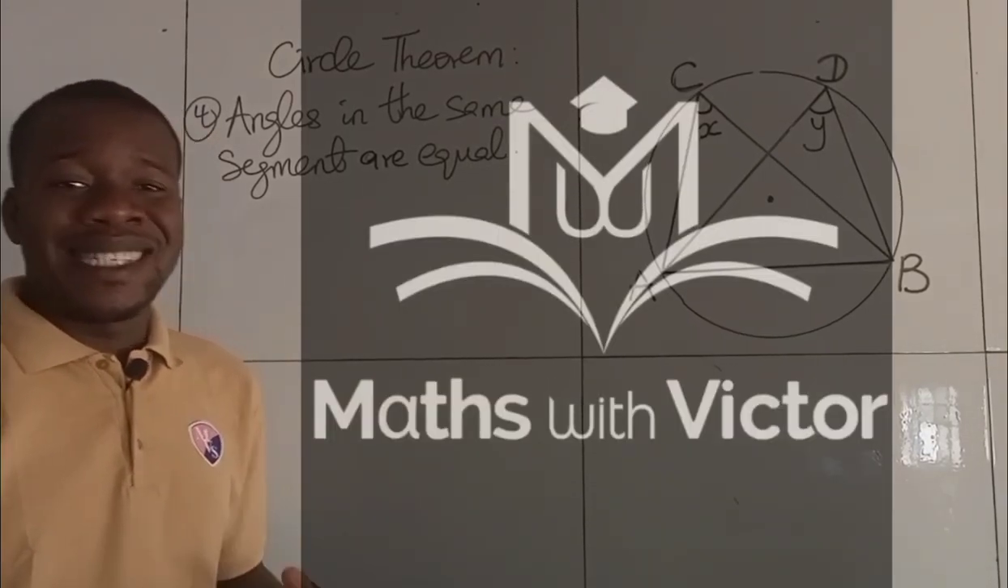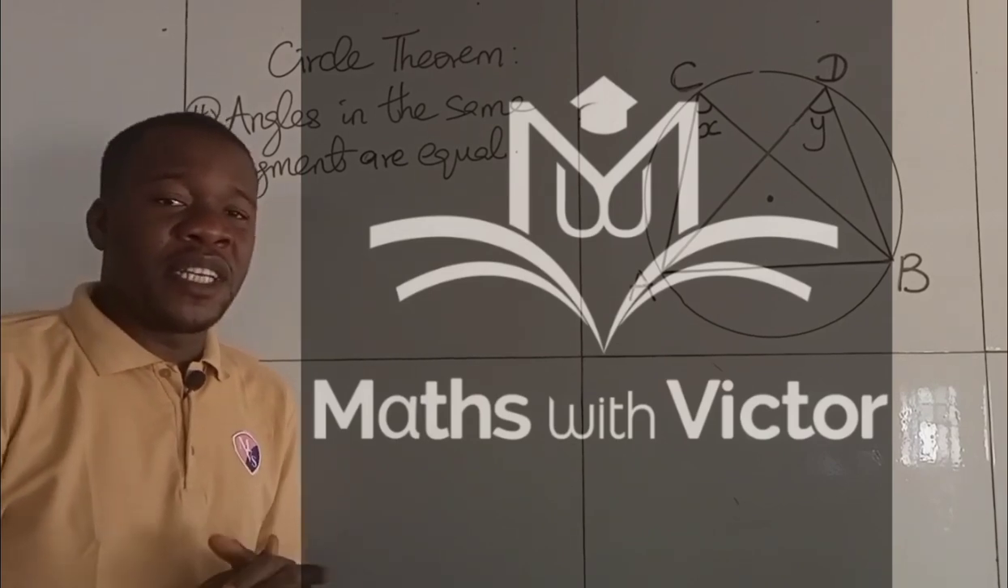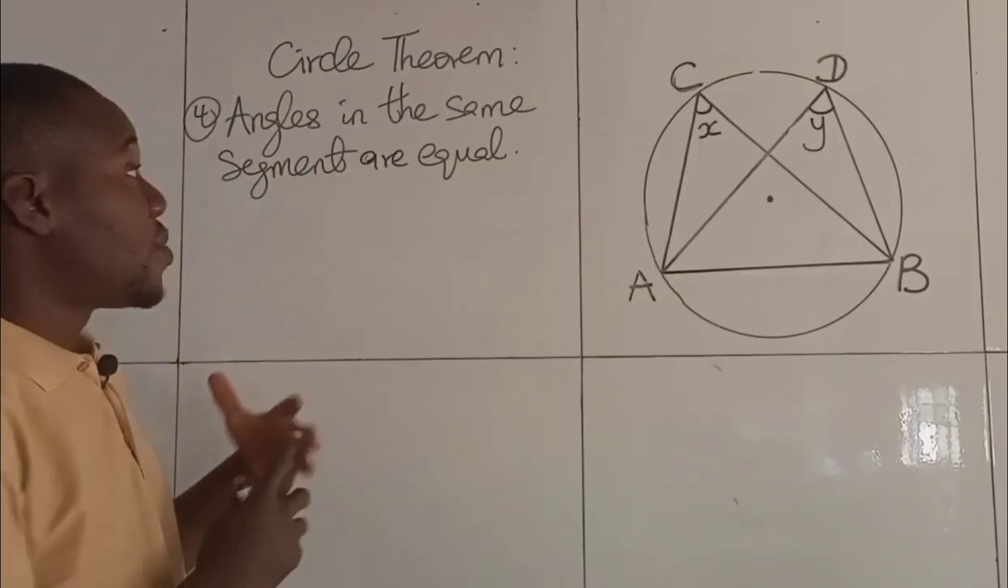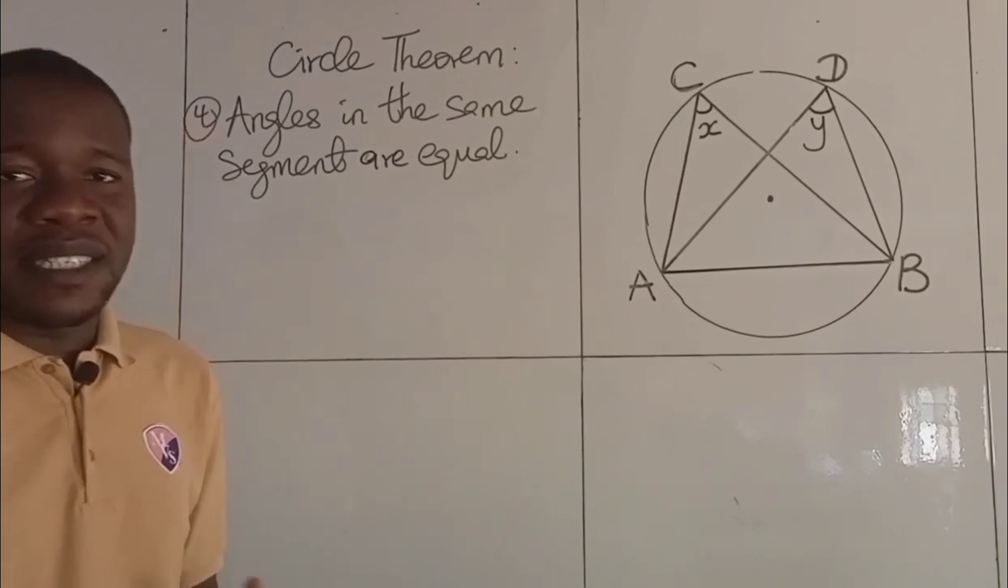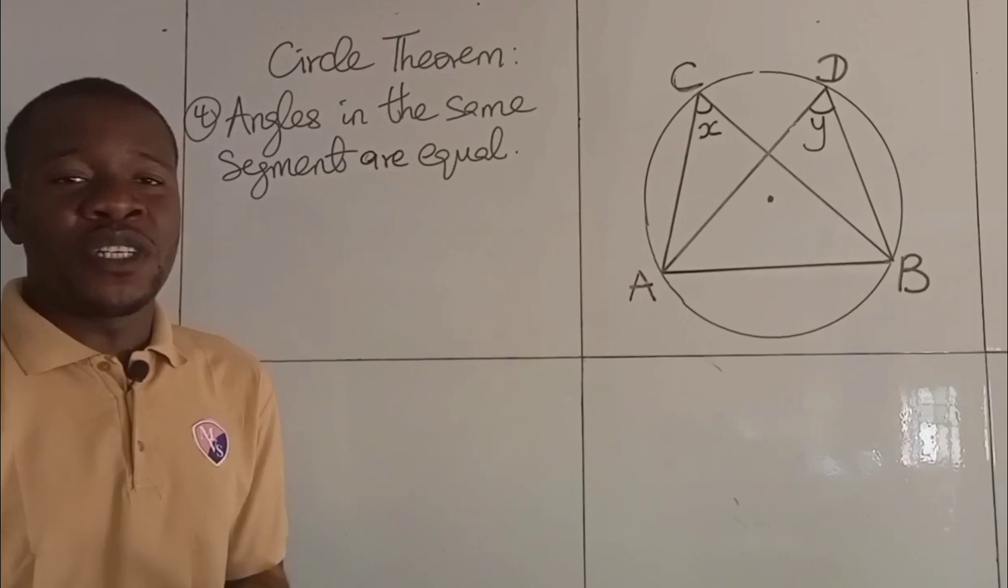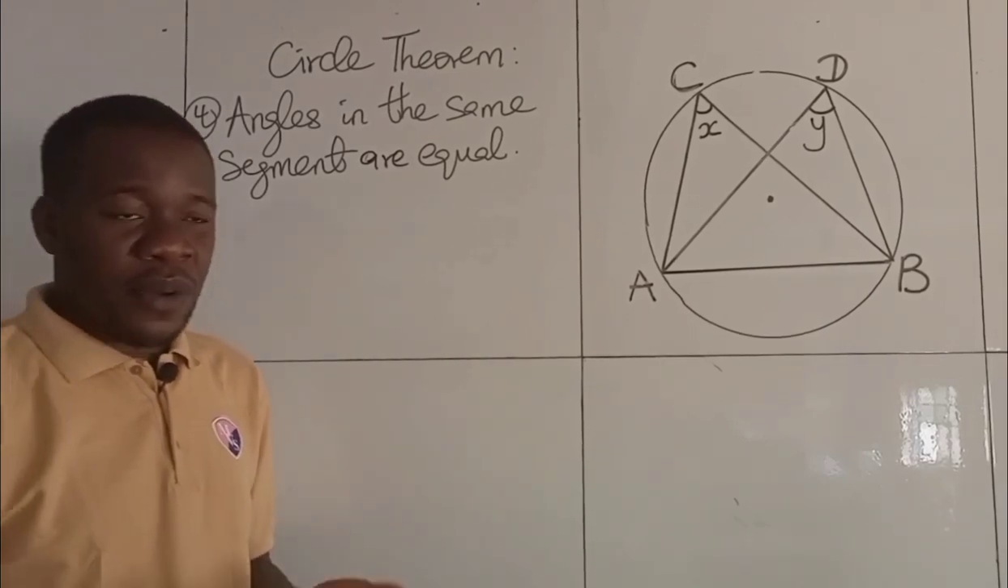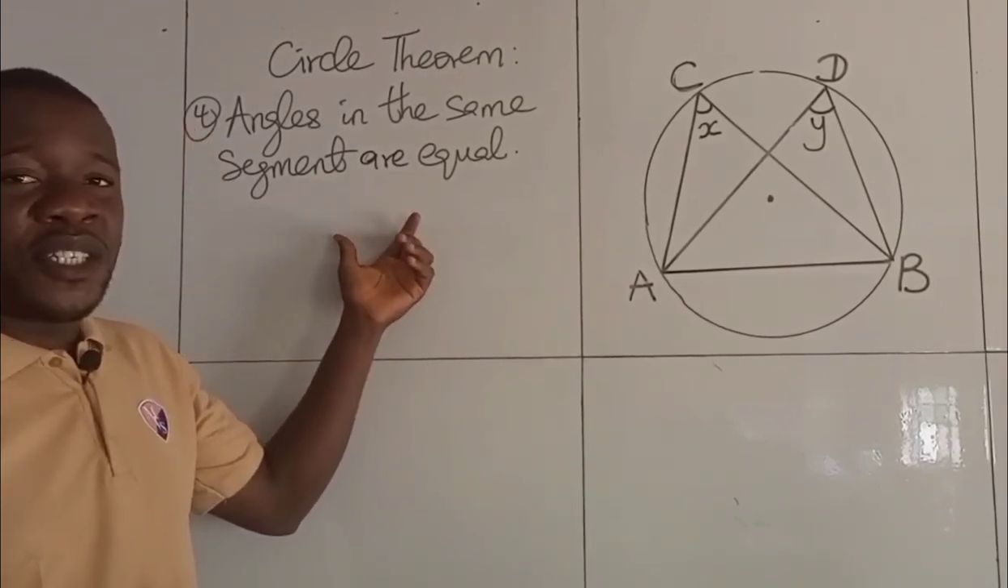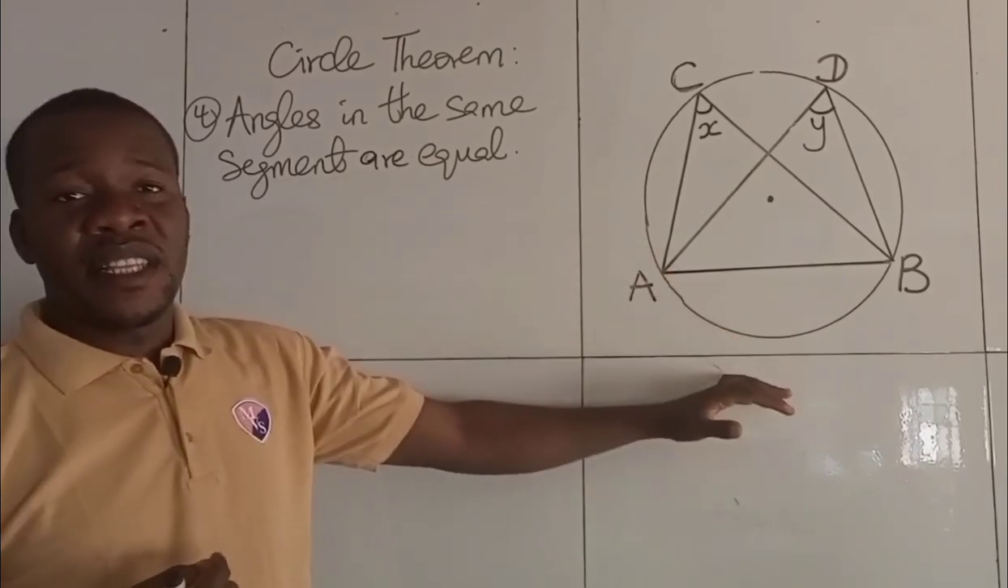We want to continue our series on the circle theorem, and today we are talking about the angles in the same segment. Whenever angles are formed in the same segment by the same chord, those angles must be equal. So to illustrate this theorem very well, we need to study this diagram.